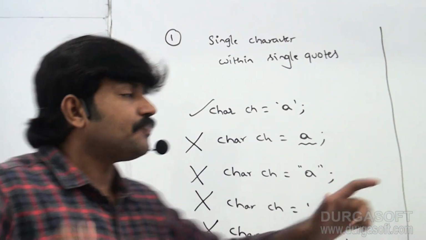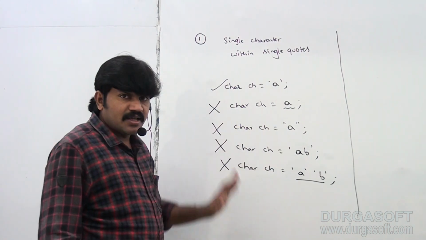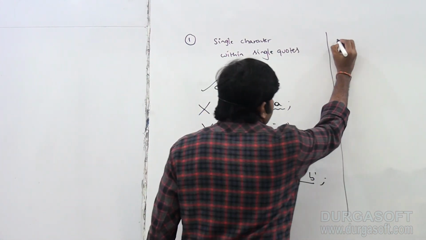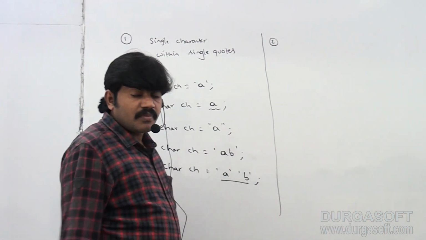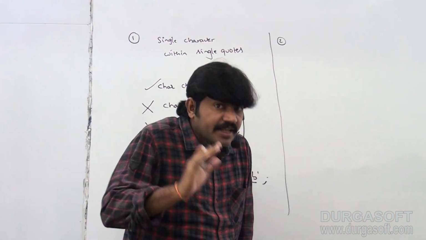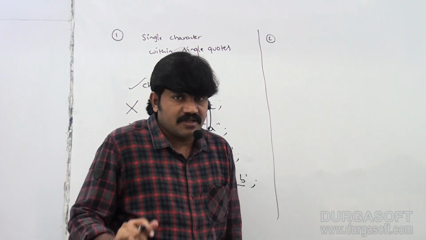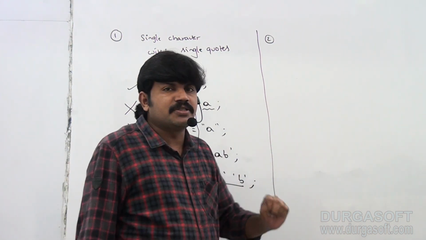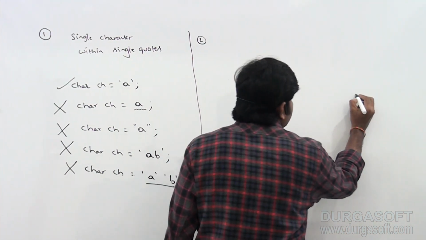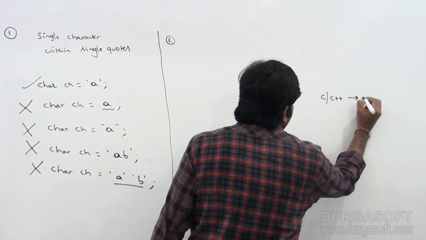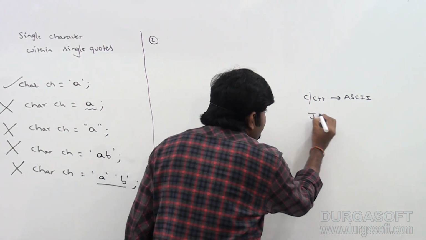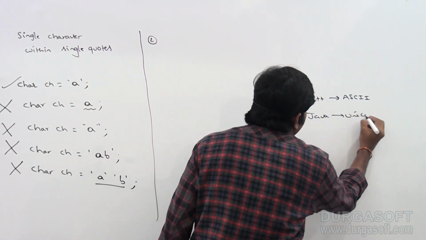So how to represent a char literal, first way: a single character within single quotes. Clear, right? Next, there is a second way, sir. Now observe that, do you remember, for every character a Unicode value is there. Java is Unicode based. Remember this one. Sir, C language and C++ are ASCII based, but Java is Unicode based.